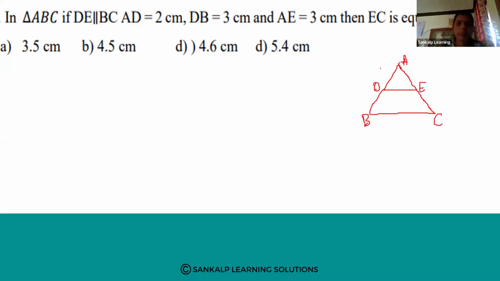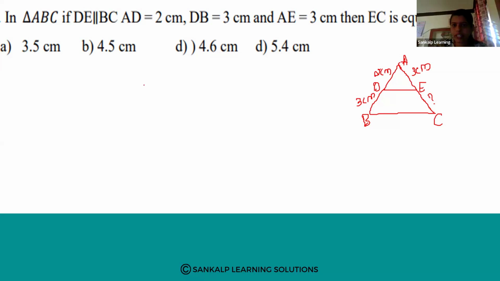Okay. The AD value they have given is 2 centimeter, right? And DB value is 3 centimeter. AE value is 3 centimeter. And we need to find out EC. So EC we don't know. We need to find out EC.